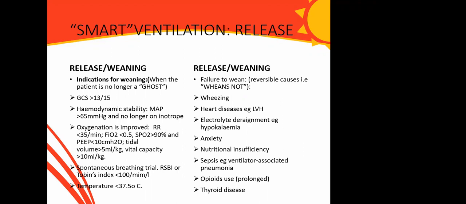So we have reversible causes, and it's important that you look at them. Why am I having difficulty weaning the patient off the ventilator? We have what we call the wheeze snort. Is the patient wheezing? If so, there may be some airway obstruction. You can nebulize the patient and suction to ensure that there are no secretions. Does the patient have heart disease, left ventricular hypertrophy or left ventricular failure? Electrolyte derangement: always ensure that your electrolytes are corrected and within normal limits.